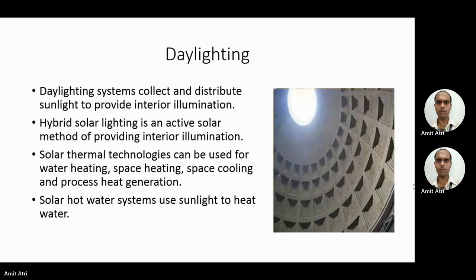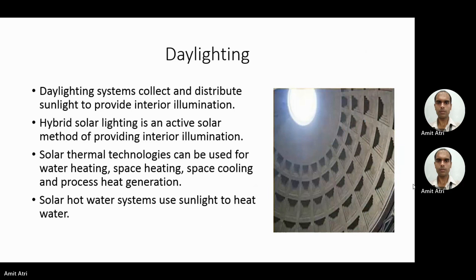Daylighting. The name indicates day and lighting, meaning we are utilizing sunlight for lighting purposes of some type of building or any other establishment. The daylighting system collects and distributes sunlight to provide interior illumination. The hybrid solar lighting is an active solar method of providing interior illumination. So we can light our building using solar sunlight, indirectly we can say.